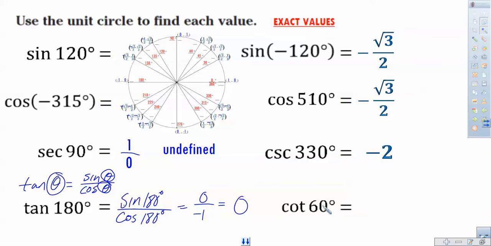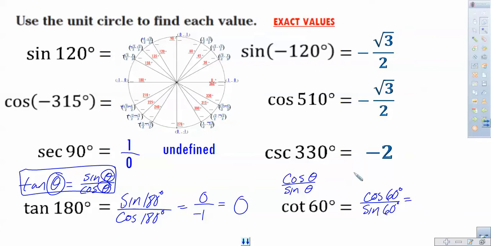Now if we're looking over here, the cotangent of 60, well, that's 1 over the tangent of 60. Or, I got another way of looking at it. If tangent is equivalent to sine over cosine, what do you suppose the reciprocal cotangent is going to be equal to? That's right. This is the equivalent of doing cosine of theta over sine of theta. You see how I just flipped over sine over cosine to make cosine over sine? So let's take the cosine of 60 and divide it by the sine of 60.